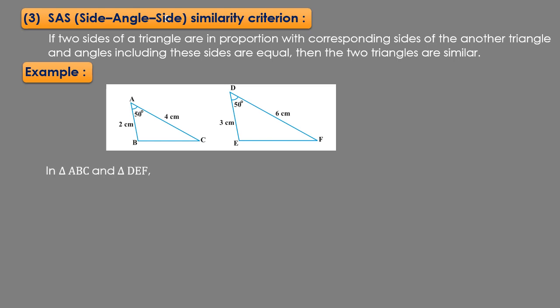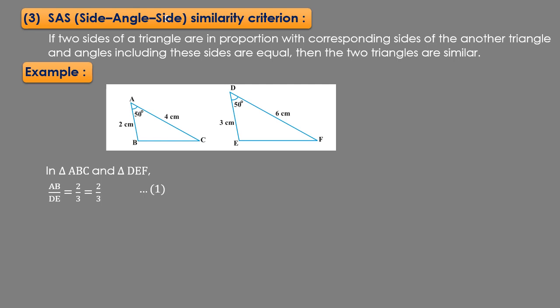So here we will see how to use side angle side criteria. First of all, in triangle ABC and triangle DEF, we'll find out the ratios of the corresponding sides AB and DE. So AB upon DE is nothing but 2 centimeters upon 3 centimeters. If you write the simplest form, we'll get 2 upon 3. Let us call this equation number 1.